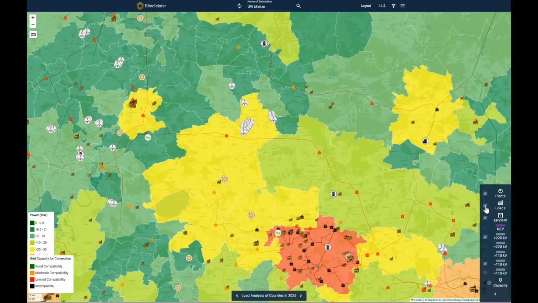So we select loads here on the right side, and we see, okay, we are in the area of Hanover. Hanover is a load sink, and the surroundings of Hanover also have quite big loads, which we can see here. This is good for developing generation, of course, with the intention to be close to loads.